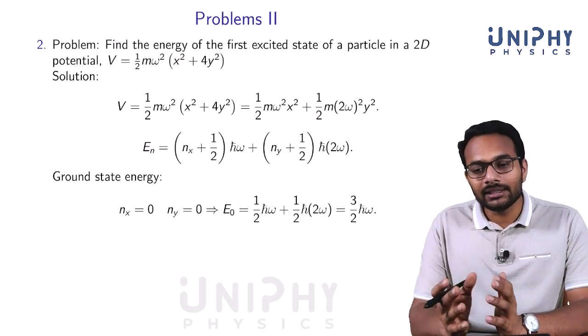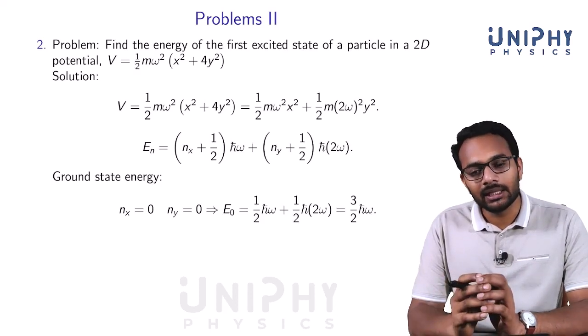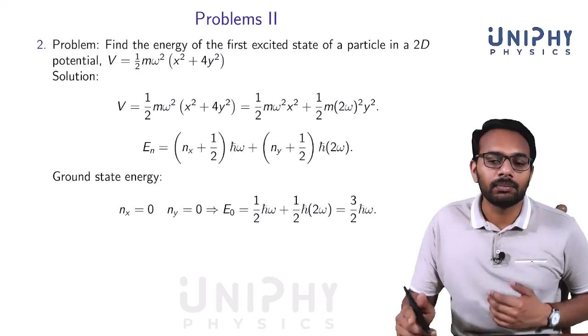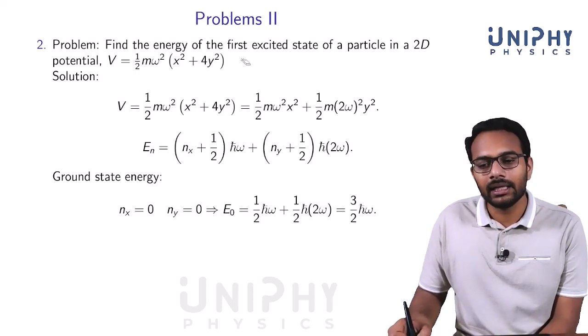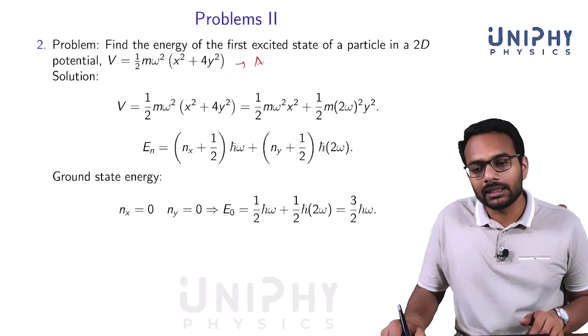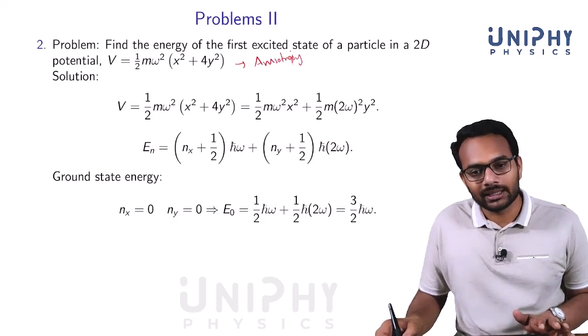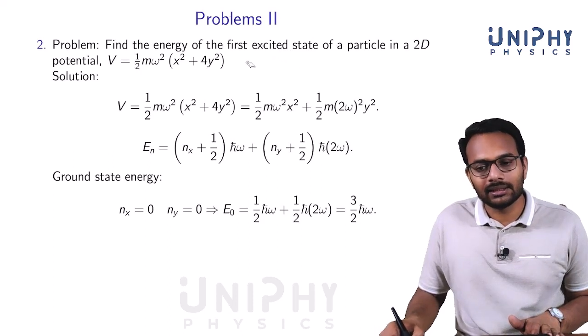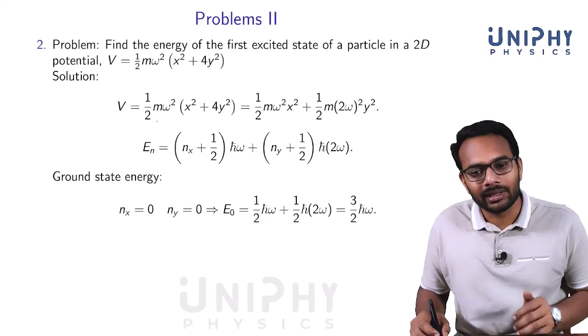Find the energy of the first excited state of a particle in a two-dimensional potential, half m omega square (x square plus 4y square). Here we see that this is actually an example of an anisotropic harmonic oscillator because it has different properties in the x and y directions. We need to find the first excited state, so let's see if we can write it in a more enlightening form.